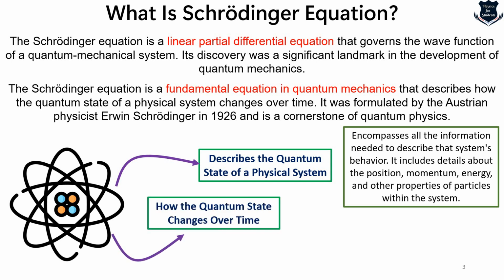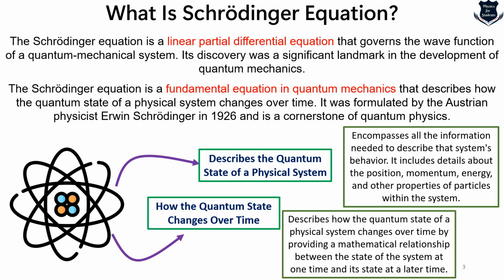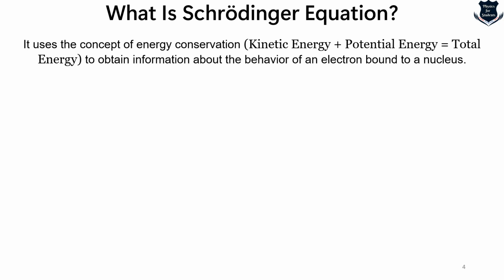The second thing is that it also shows how the quantum state changes over time, which means that it describes how the quantum state of a physical system changes over time by providing a mathematical relationship between the state of the system at one time and the state which has evolved at a later time. So this is what we mean when we say that the equation describes the quantum state of a physical system, including position, momentum and other important factors, and how the quantum state changes from one time to another.